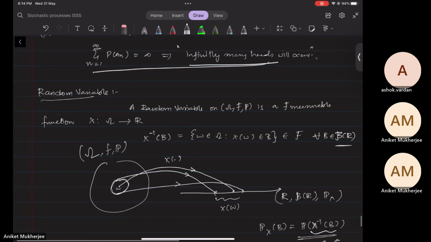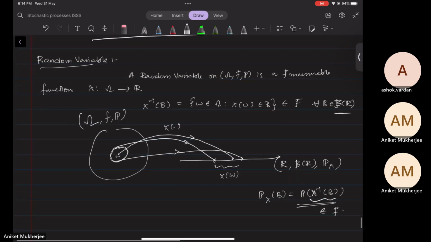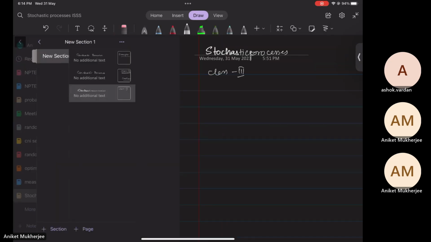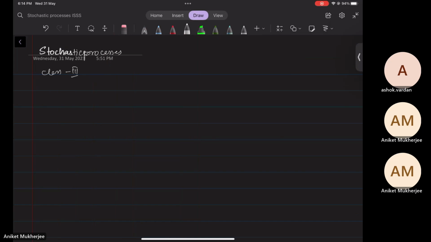Okay, so next we spoke about random variables. So I'll start today's lecture, again, with random variables. Class 3: random variable.